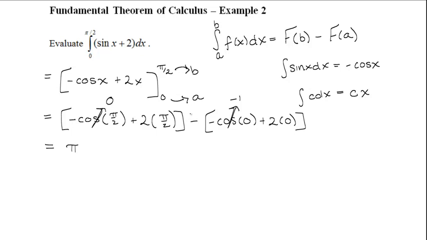So for this, since we have minus negative 1, it's going to turn into plus 1. So that can't be simplified anymore now. So now we can write our final answer. So therefore, the integral from 0 to pi over 2 of sine x plus 2 dx is equal to pi plus 1.